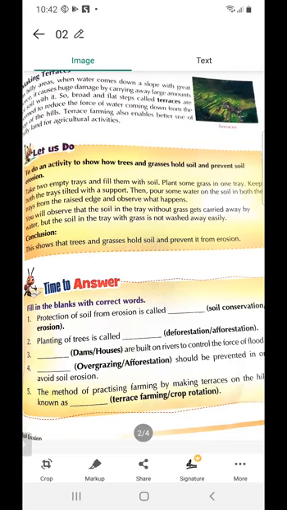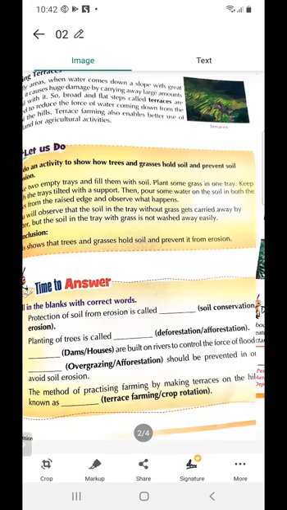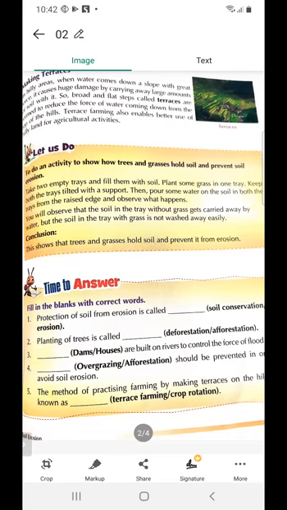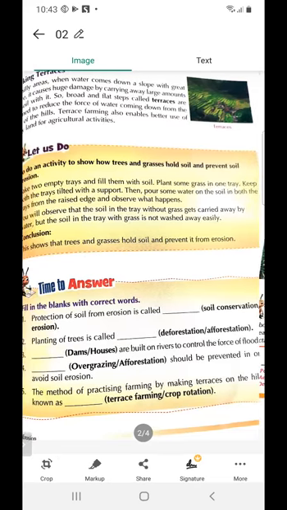Next is time to answer. Protection of soil from erosion is called soil conservation. Planting of trees is called afforestation. Dams are built on rivers to control the force of floods. Overgrazing should be prevented to avoid soil erosion. The method of farming by making terraces on hilly areas is known as terrace farming.